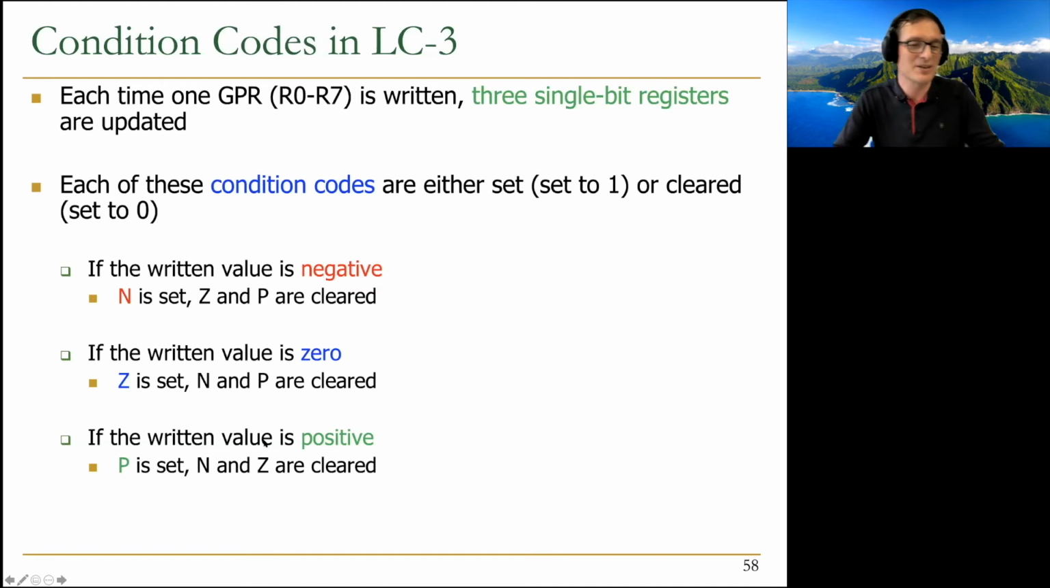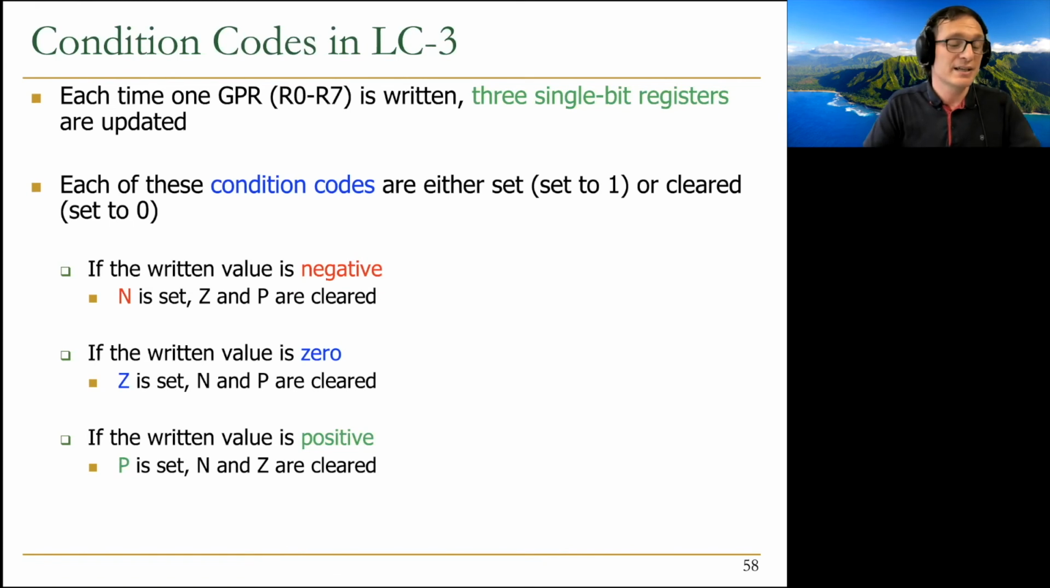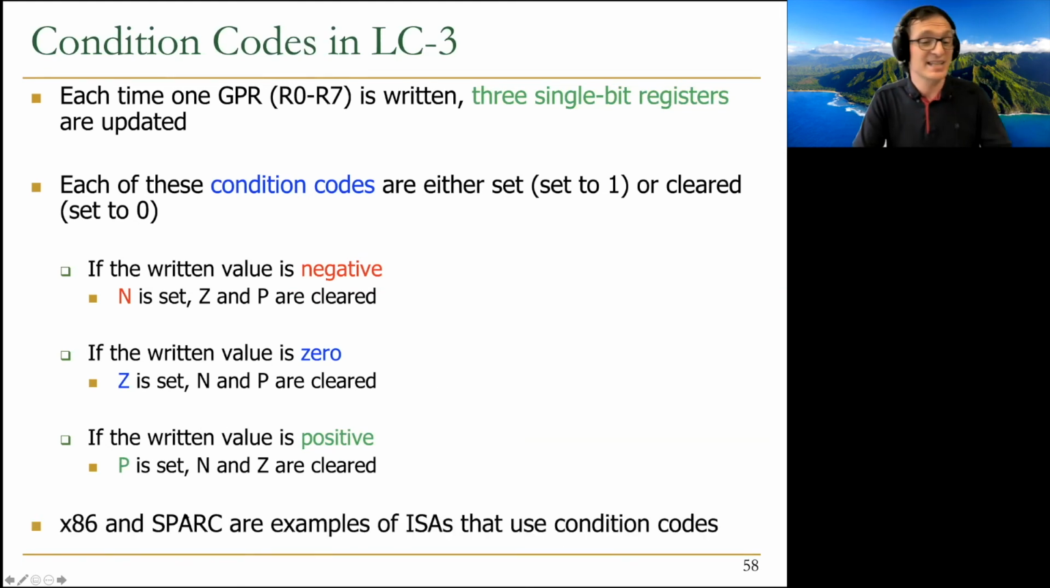So hopefully it's obvious. These condition codes specify what value was written to the destination register by the previous instruction that wrote to it. Is it negative? Is it 0? Or is it positive? And now you can take a branching decision based on that, right? x86 and SPARC are examples of ISAs that use condition codes. And MIPS clearly does not use condition codes, right?